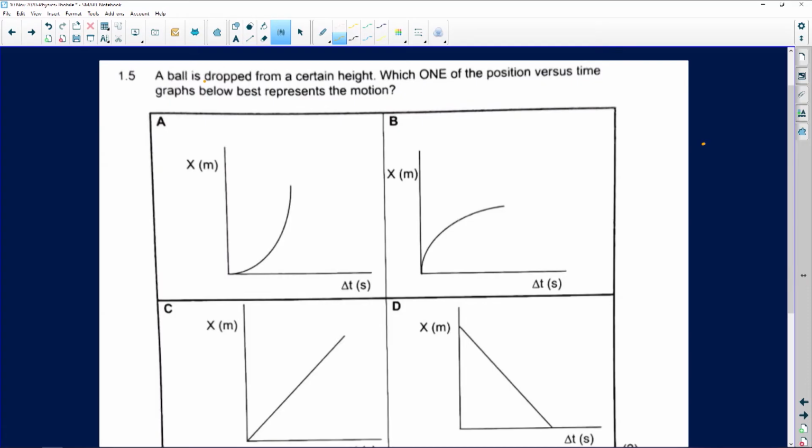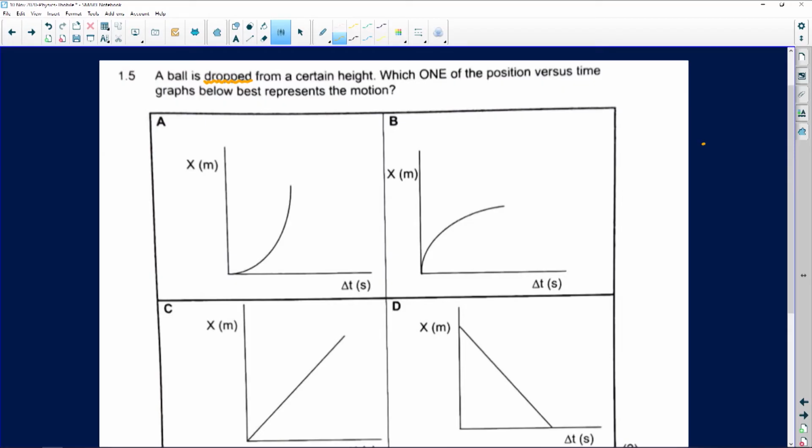If ever you get a question that is asking you what is happening here or what graph best represents the situation at hand, you must first think about the shape of the graph, especially if it's vertical projectile motion. Think of those three and think about the shape. Rule out any other graph that does not make sense to the situation at hand. So this is what we're going to do. We have a ball that is dropped from a certain height. Now, which one of the position versus time graphs below represents the motion?